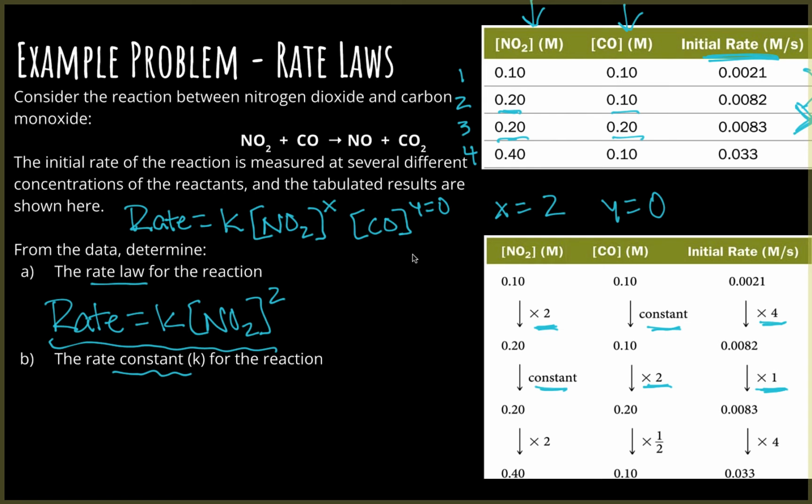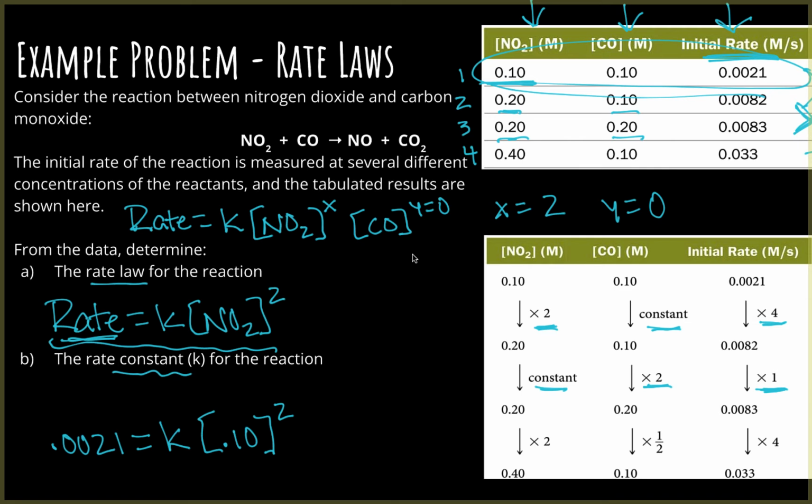Okay, so then once we know that, we can use any of these experiments that are provided to solve for K. So to do that, I'm going to use just this first one. I'm going to sub in the rate that's given, so 0.0021, so that's the rate. K is what I'm trying to solve for. And then the concentration of NO2 is 0.10 for that particular experiment to the second. So I'm subbing those values in from that experiment, and because K is constant, you could use any of those experiments that are provided. And then I'm going to solve for K.